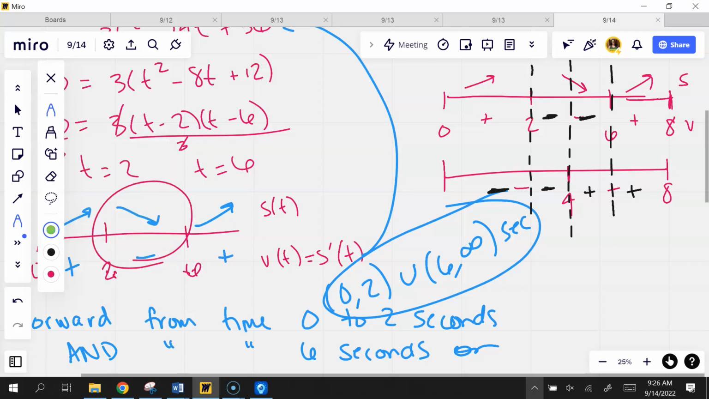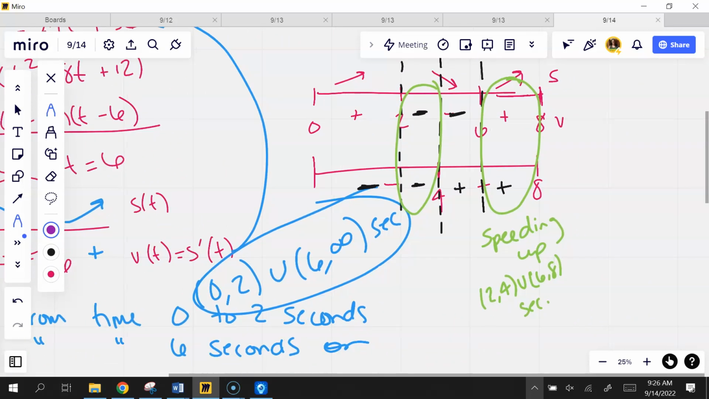All right, not there. So it told me just to go until 8, I think. Yeah, it says from 0 to 8. So the green circled is speeding up because they have the same sign. It doesn't matter if they're both negative or they're both positive. It just matters. So speeding up would be from 2 to 4 and from 6 to 8 seconds. Does that make sense?